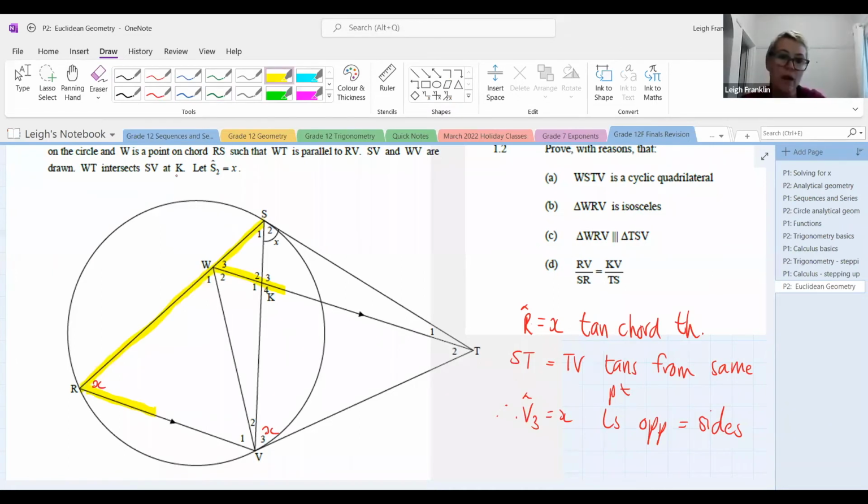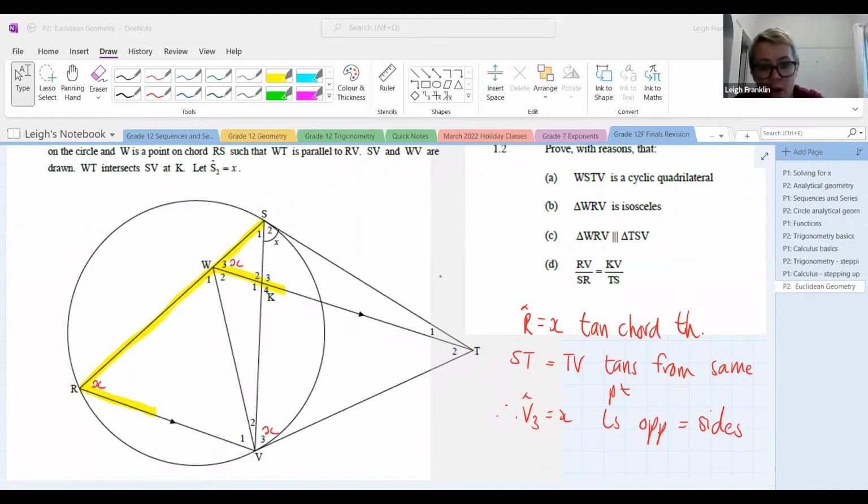Diana, you're quite right. S2 and W2 does make a bow. It does, you're quite right. But we don't know that WSTV is cyclic. So we can't say that W2 equals S2 because of angles in the same segment. But that's one of the things that we're going to have to do. Okay, cool. All right, so there we go.